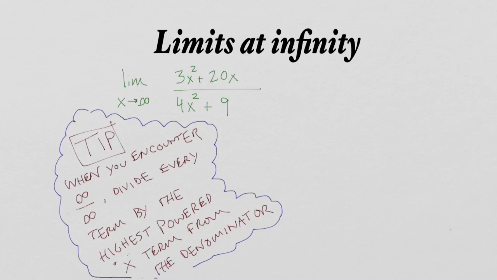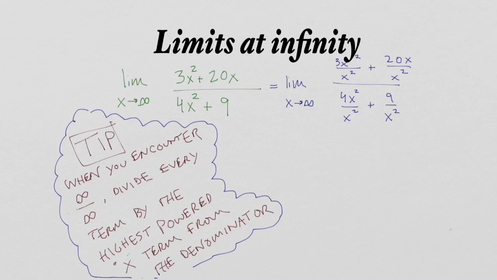I'm going to look at the denominator and look for my variable x and pick out the one that has the highest exponent, which in this denominator is x squared. This guy doesn't even have an x, so x squared is the highest powered x term from the denominator, and I'm going to divide this guy and this guy and this guy and this guy by it, and when that happens, we're going to see something good happen.